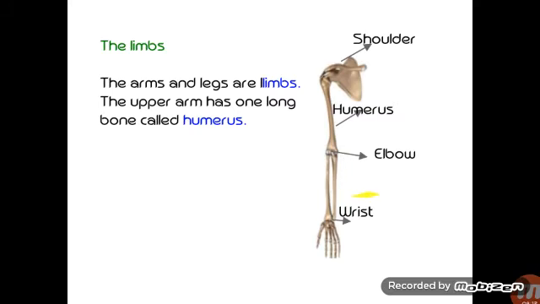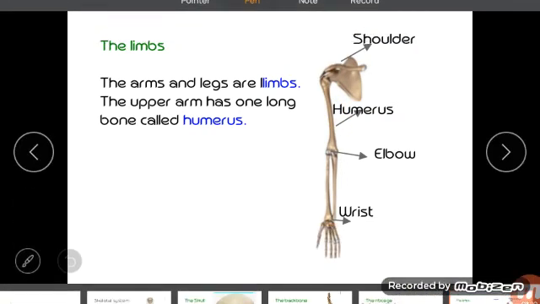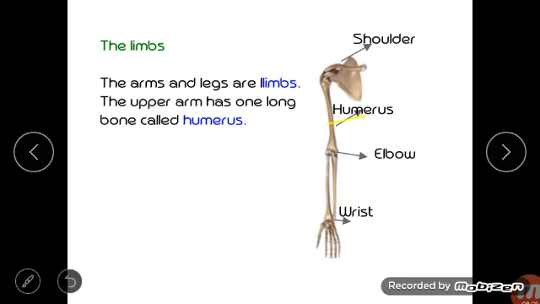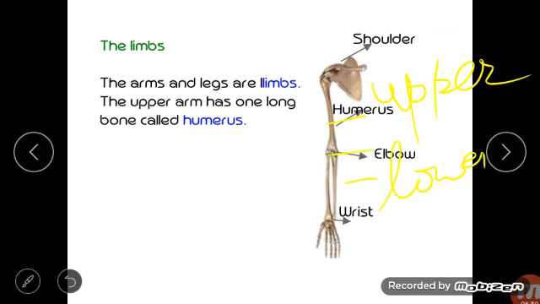The upper arm joins the lower arm at the elbow. This is the upper arm, and this is the lower arm, and it joins where? Elbow. The upper arm has a long bone that is called humerus. Many small bones make up the wrist. Here many small bones are there and they make up your wrist and hand.